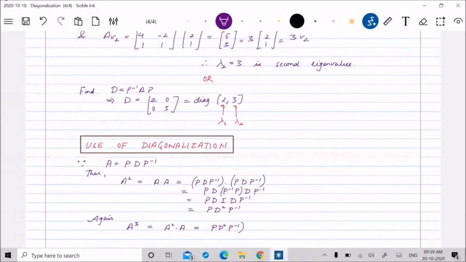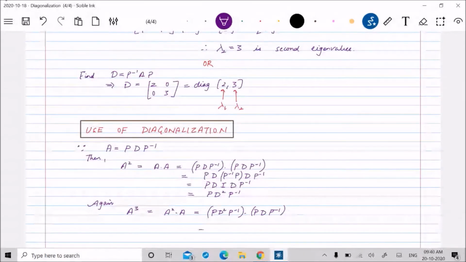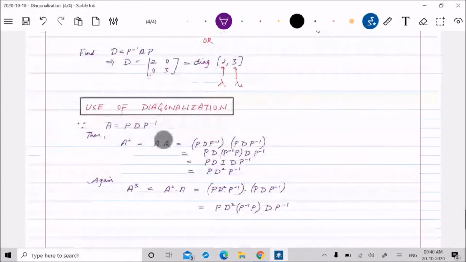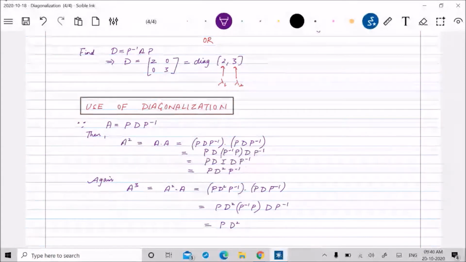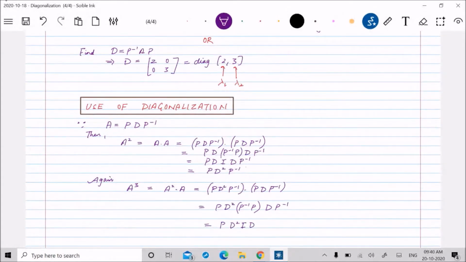Looking at your own copy and writing is not called cheating. P D P inverse, and again using the same logic, you can write it as P D square. P inverse P in the middle can be clubbed like this, D P inverse, and that will become the identity. You know that P inverse P is the identity, so that will give you P D square I D inverse, and I into D is D, and D into D square is D cube. That gives you P D.